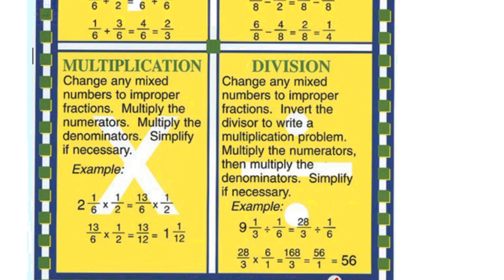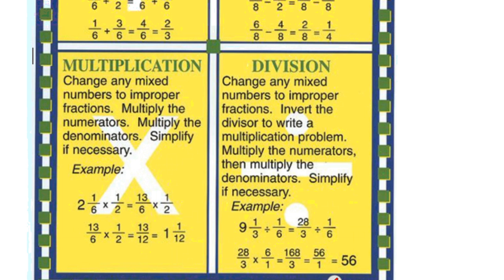Division: change any mixed numbers into improper fractions. Same thing, like 9 and 1/3. 9 times 3 plus 1 makes it 28/3. So change into improper fractions first, and then you need to keep, change, flip. And then you multiply the numerators, multiply the denominators. And then simplify if necessary. So keep, change, flip for divide.